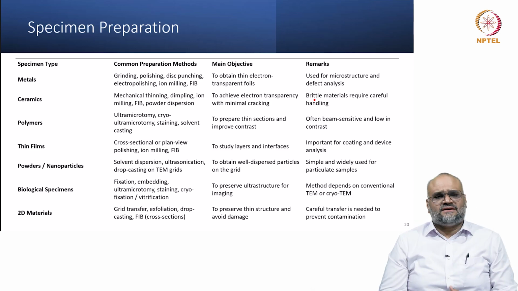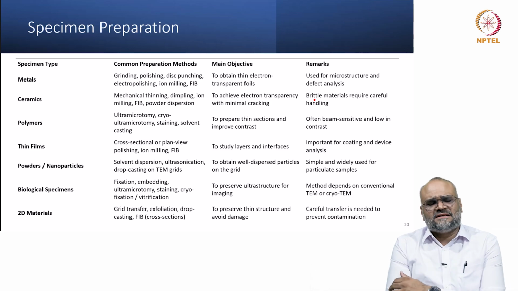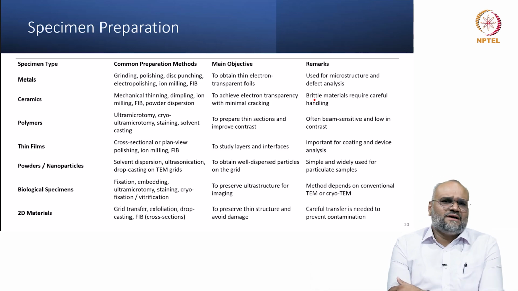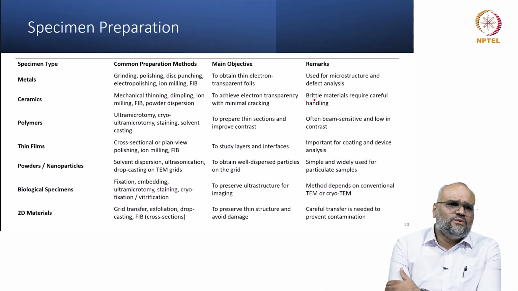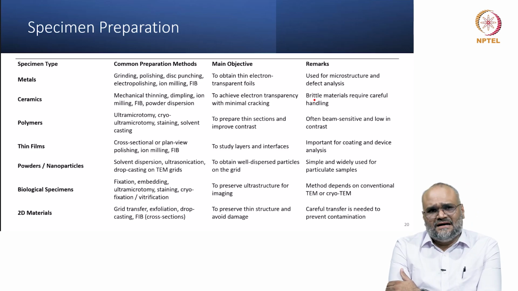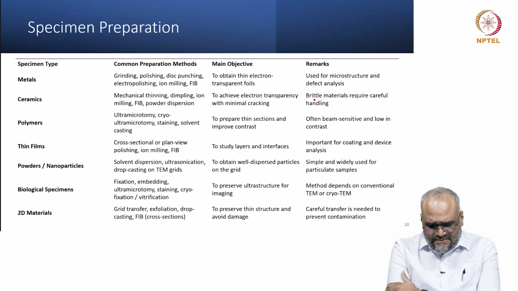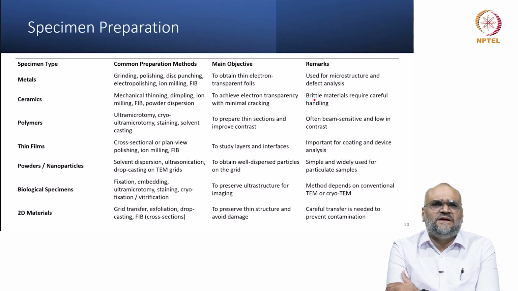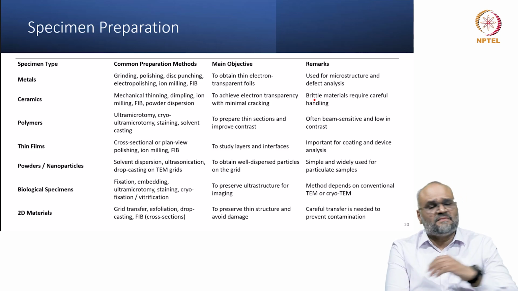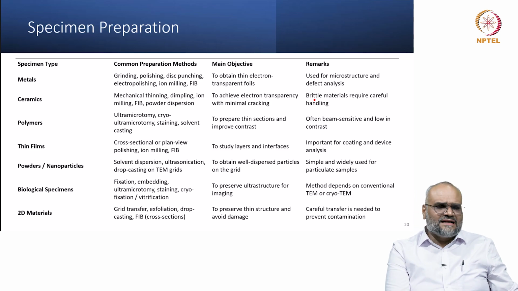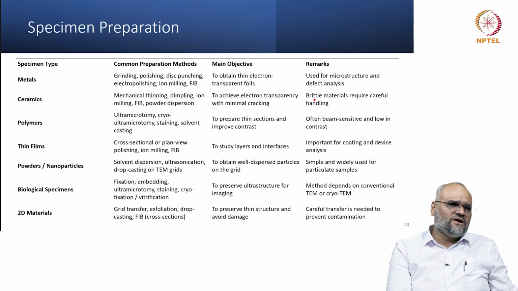And then when you look at two-dimensional materials, you either deposit them on a substrate, but you want them to be freestanding, so you want to do some kind of a grid transfer, exfoliation, or drop casting. And in some rare cases where the two-dimensional materials are few layers, you also prepare them by focused ion beam as well. The whole intention here is again to preserve the thin structure and minimize the damage as much as possible. You also do not want to have contamination as a consequence of the transfer process.